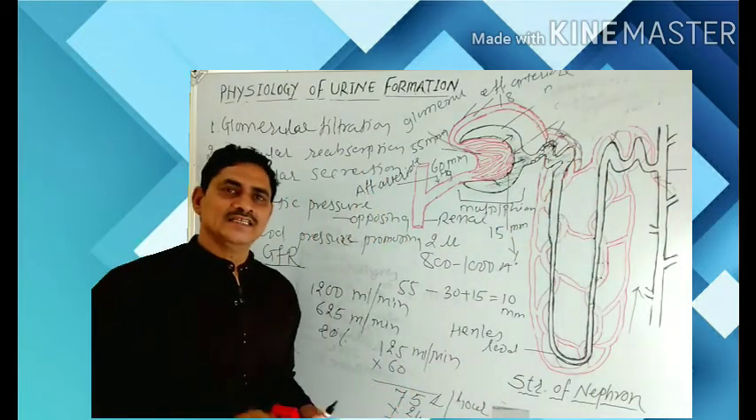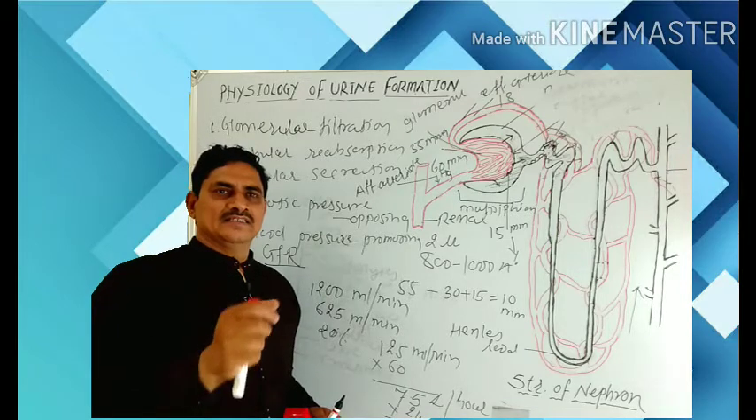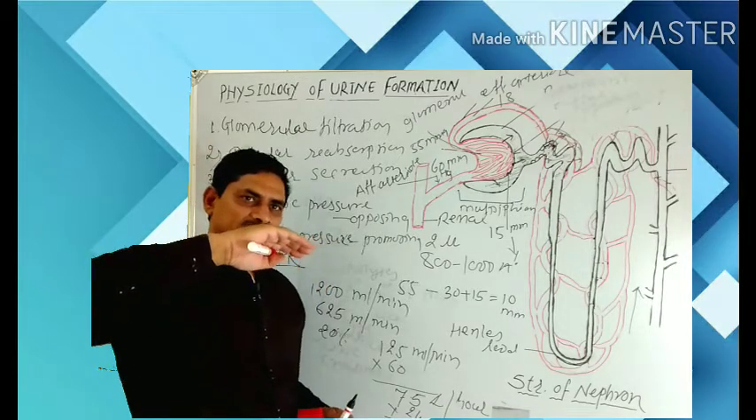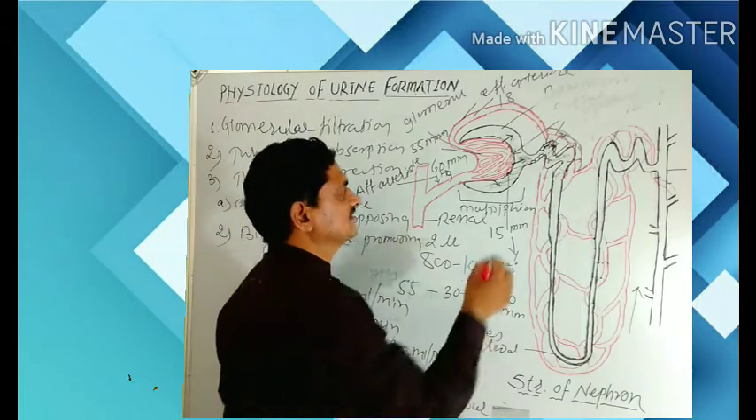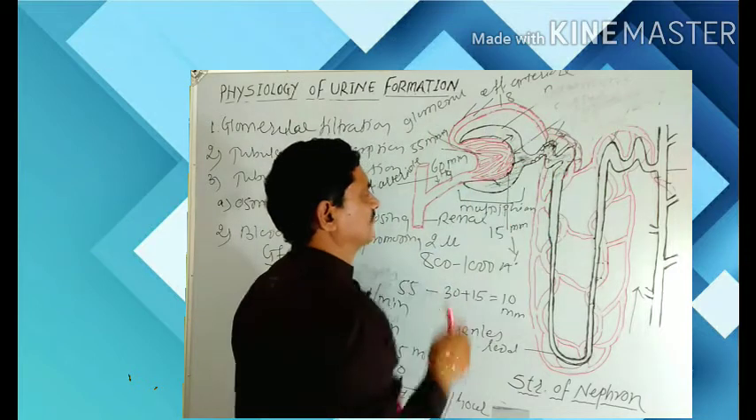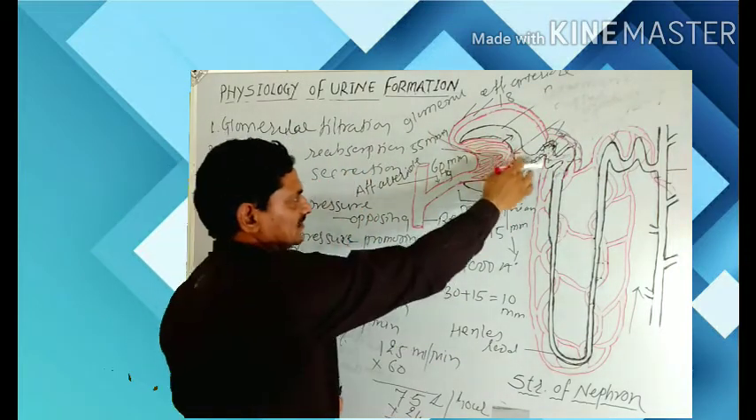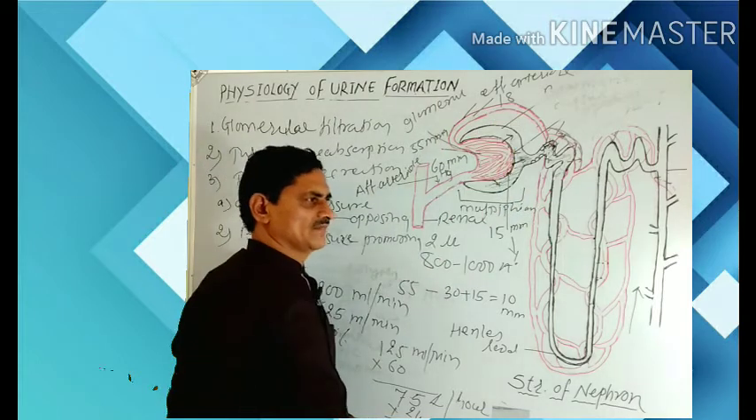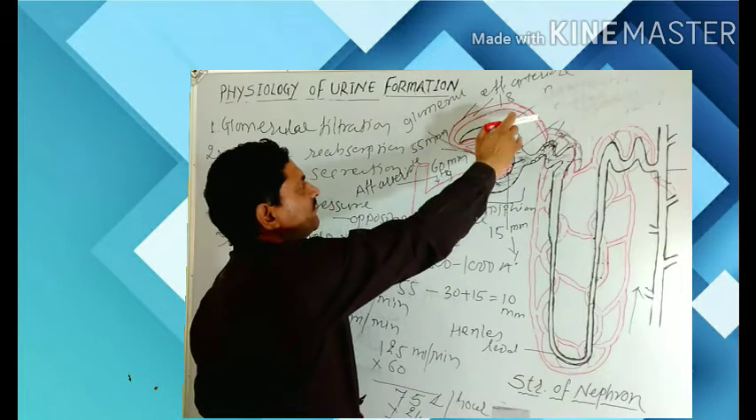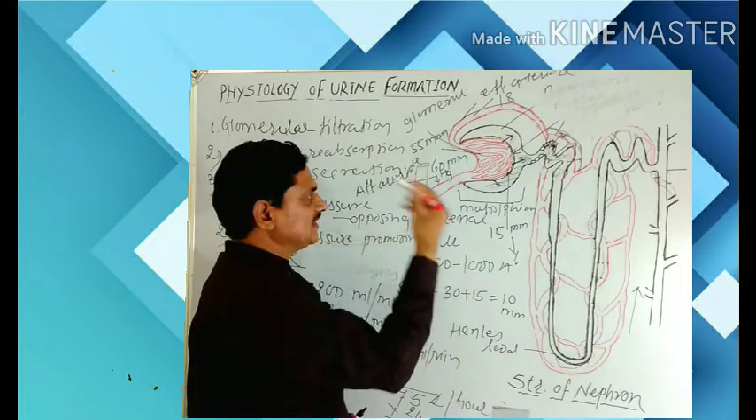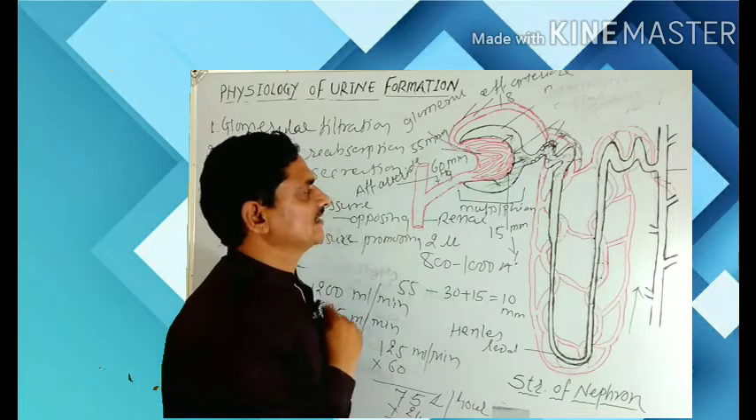So, this is the selective reabsorption. The selected, or the useful substances, are reabsorbed. In the glomerulus, the larger proteins and blood cells are not filtered. Except for these, all the substances along with the plasma are filtered.